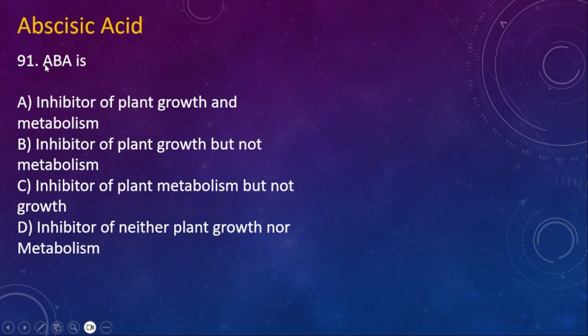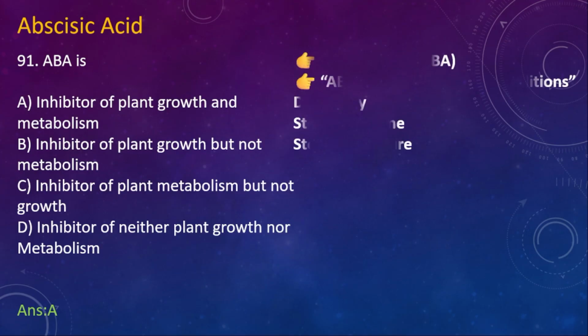Now about abscisic acid, that is ABA as we used to call it. 91. ABA is A. An inhibitor of plant growth and metabolism. B. It's an inhibitor of plant growth but not the metabolism. C. It's an inhibitor of plant metabolism but not the growth. D. It's an inhibitor of neither plant growth nor metabolism. So here the right option is A. It's an inhibitor for plant growth and metabolism.